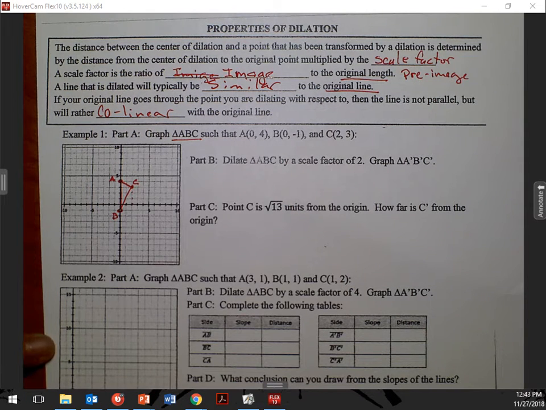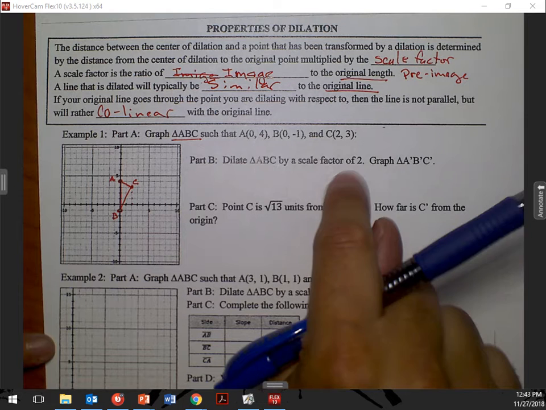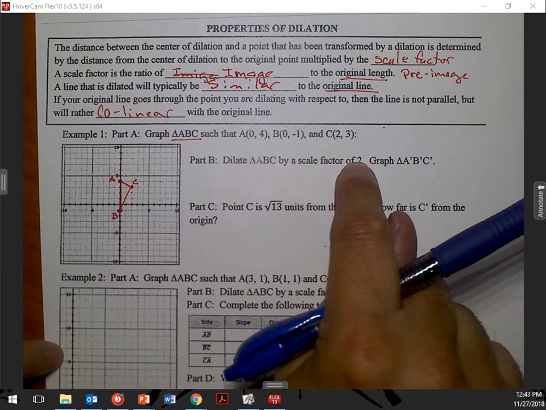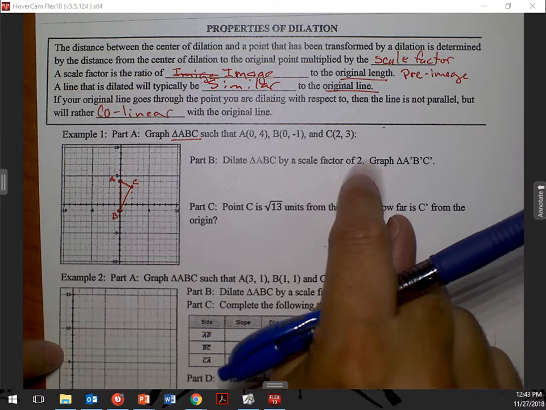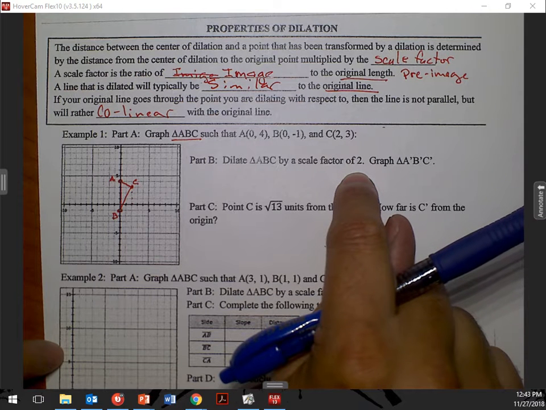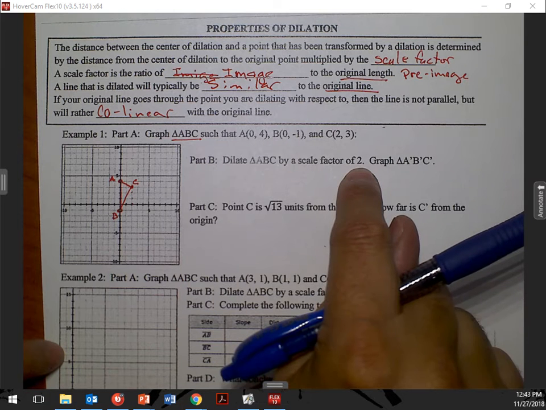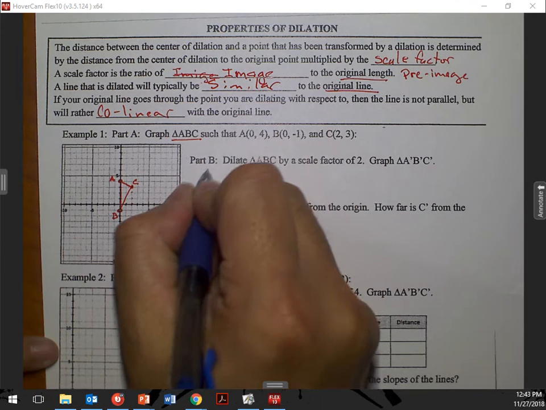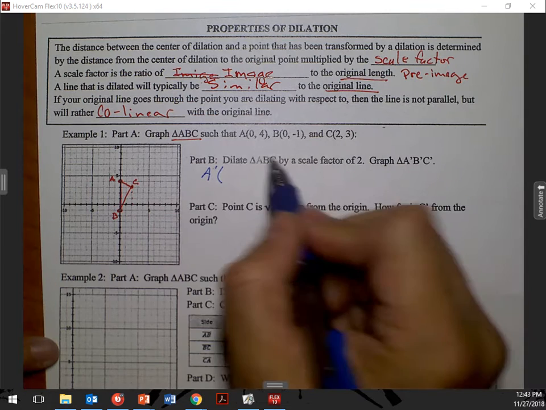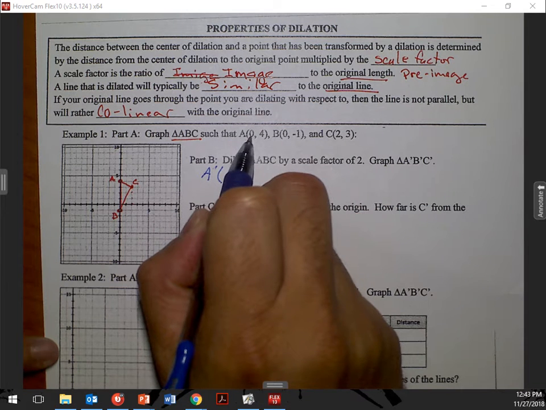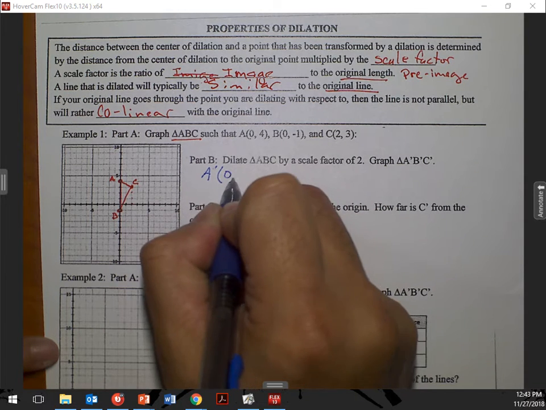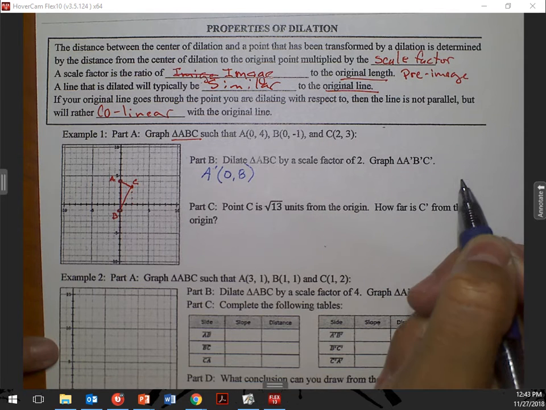All right, the next one says dilate ABC by a scale factor of 2. Now, we learned scale factor yesterday. So what am I going to do with the scale factor of 2? Multiply. Look at the notes from yesterday. We're multiplying both by 2, right? So A prime will now be what? What is 2 times 0? 0. 4 times 2, I mean 8. There we go.